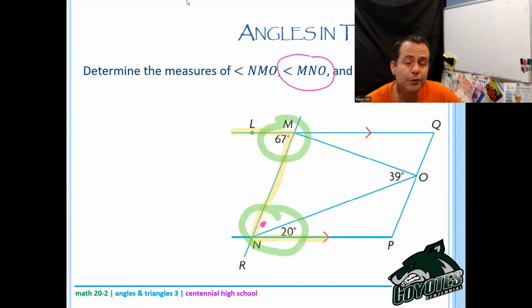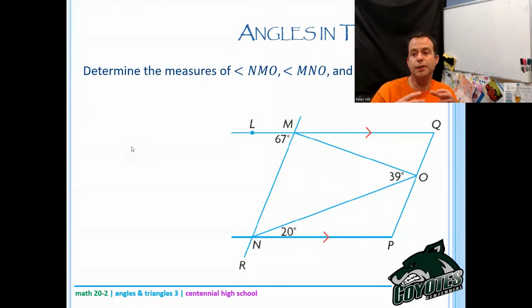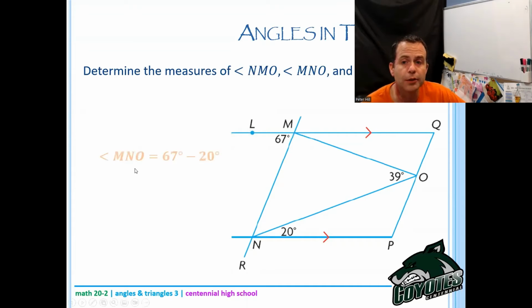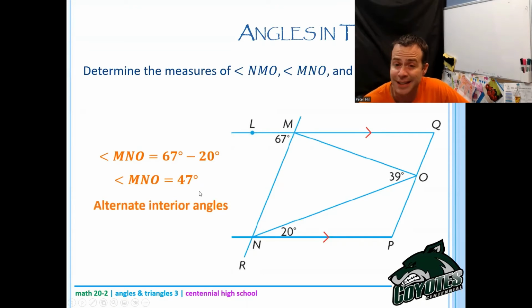Okay, so when you're doing these things, you want to show me the answer, obviously, but you also want to back it up. You want to give me some sort of supporting evidence so I know you know what you're talking about. So we are looking at angle MNO is 67 minus 20, which means it's 47 degrees. But my reason is I'm using the properties of alternate interior angles. Alternate interior angles there, okay?